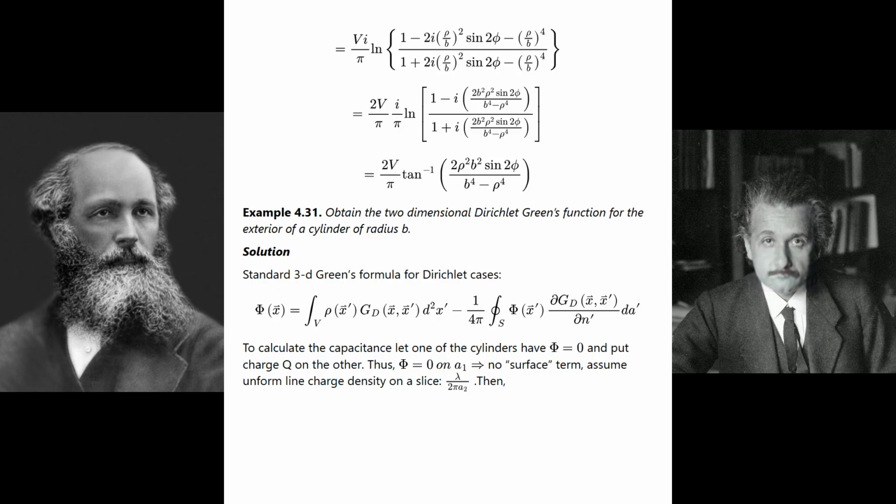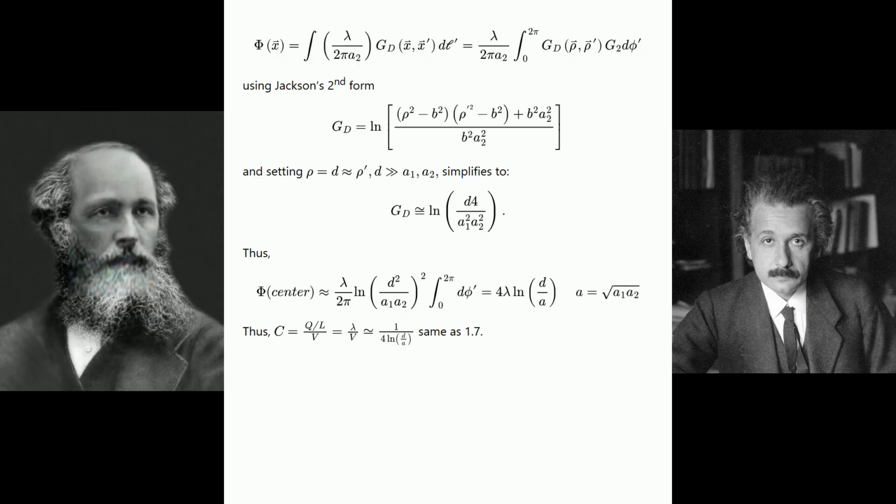Example 4.31. Obtain the two-dimensional Dirichlet Green's function for the exterior of a cylinder of radius b. Solution: standard 3D Green's formula for Dirichlet cases. See the equation shown. To calculate the capacitance, let one of the cylinders have phi equals 0 and put charge Q on the other. Thus, phi equals 0 on a sub 1, implying no surface term.